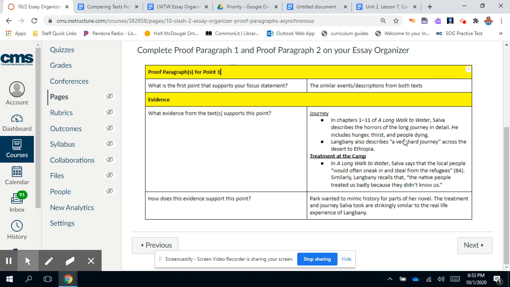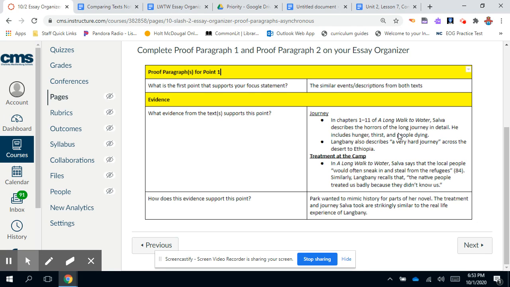I will tell you, after grading many, many essays, students want to give too much quoted evidence. The evidence does not have to be quoted evidence. It could be you explaining it in your own words. For example, in chapters 1 through 11, Salva describes the horrors of the long journey in detail. He includes hunger, thirst, and people dying. None of that is a quote from the book, but it's still evidence.